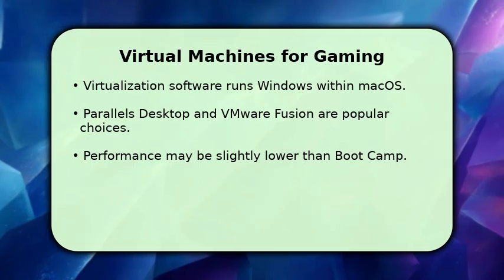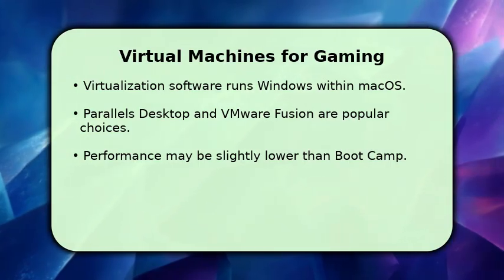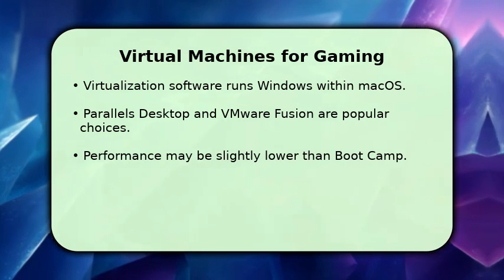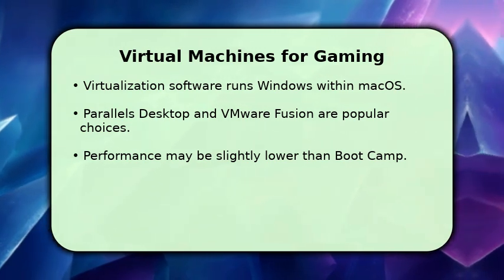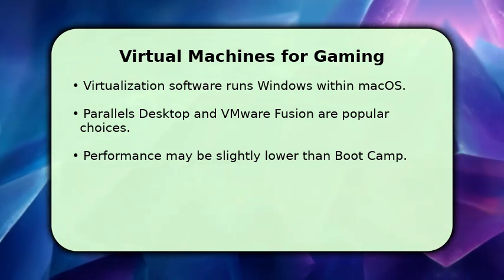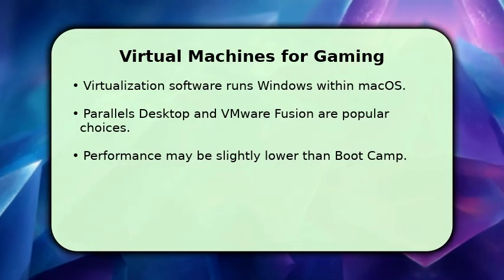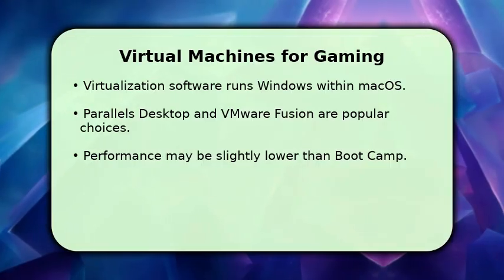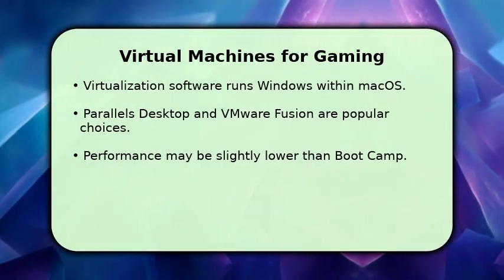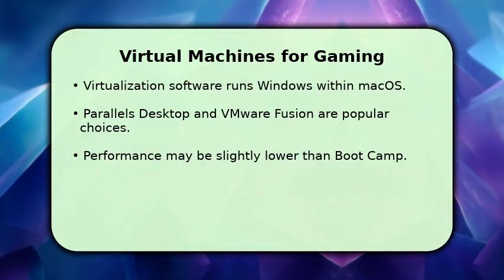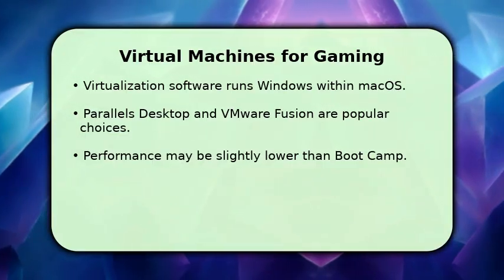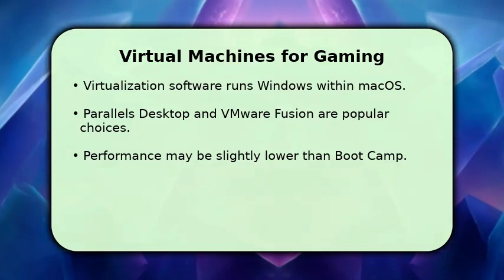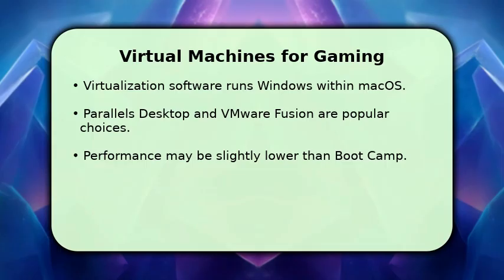Next, consider using virtualization software. Programs like Parallels Desktop or VMware Fusion allow you to run a Windows operating system as a virtual machine directly within Mac OS. This means you do not need to restart your computer to switch between operating systems. While convenient, the gaming performance might be slightly less optimized compared to Boot Camp, as resources are shared. Ensure your Mac has at least 16 gigabytes of RAM for a smooth experience.